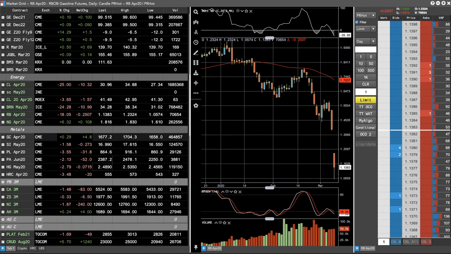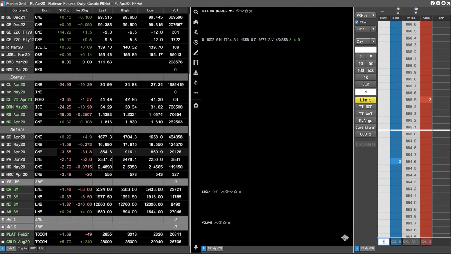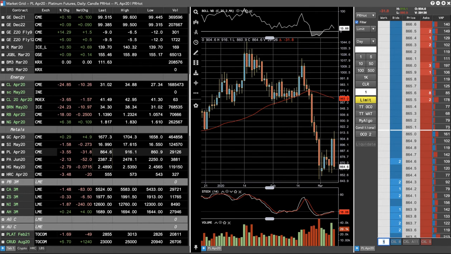Gold's moved around on both sides of the range today. It's up $4.80, almost $5 right now. See, it played a pretty big range there throughout the day. Big loss in platinum. Platinum lost 31.8. Steel futures lost 23.5%. Copper's down 7.15, 7.20, also 2.81%.